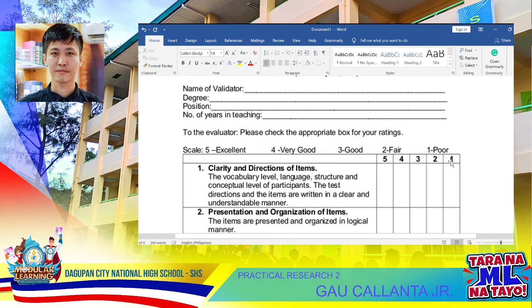So we have here 5, 4, 3, 2, 1: excellent, very good, good, fair, and poor. How do you pass the validation tool? The questionnaire must have at least 2.6 mean average, and that will fall under good. 2.6 mean average, meaning to say you have passed the validation process. So if you have 2.6, your questionnaire is concluded to be valid.